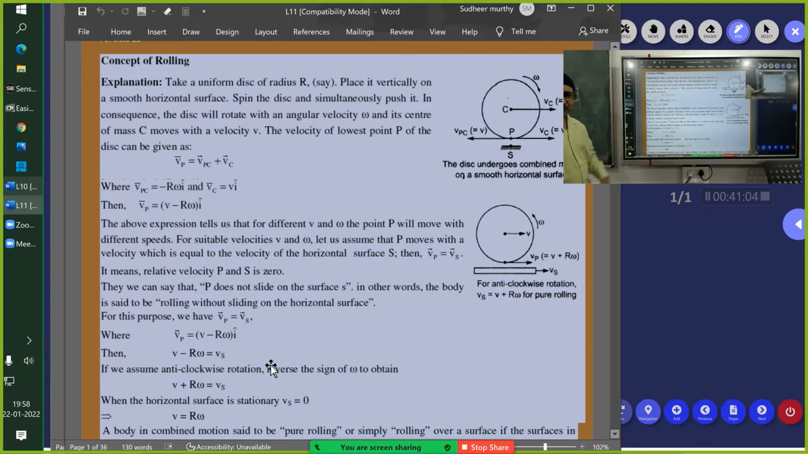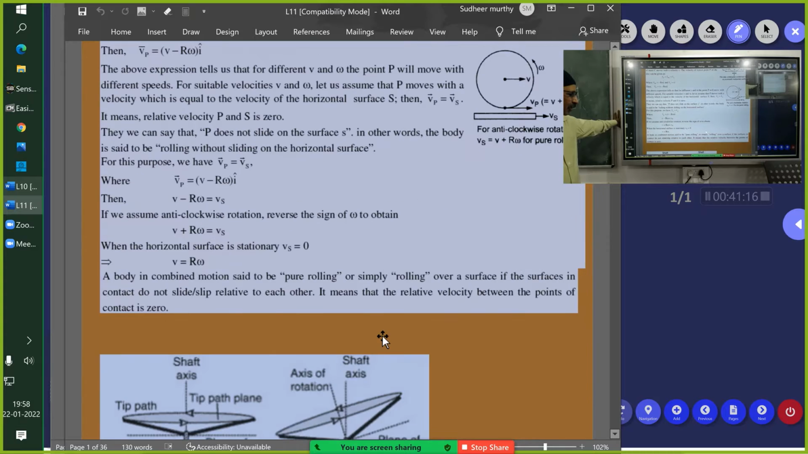We will see some numericals based on this, because I am going to keep one plank down and one plank on top. We have done that. So to handle those types of situations, this equation is ready for you.